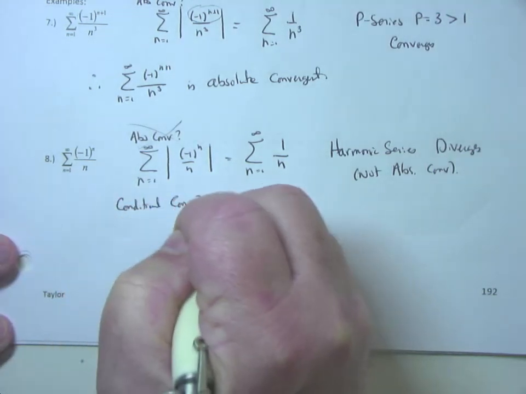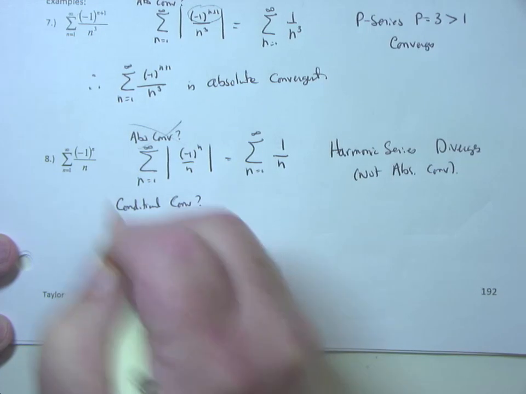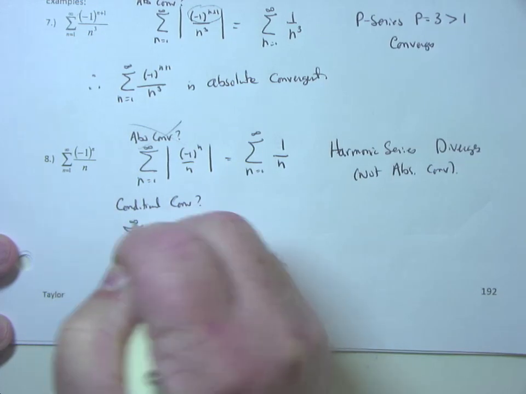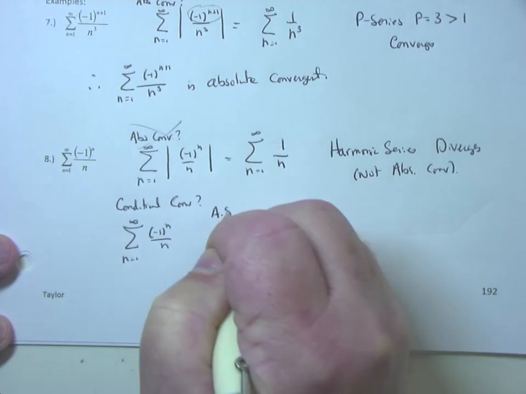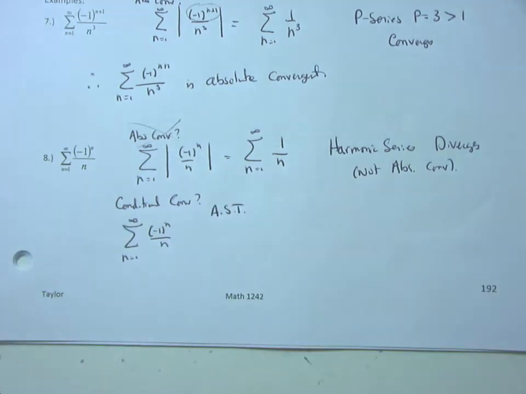Conditional convergent? You go back and take your series and put the alternating part back on there: negative 1 to the n over n. And then check the alternating series test. Putting the negative 1 to the n, now it's an alternating series. Is this thing going to converge or diverge by this?